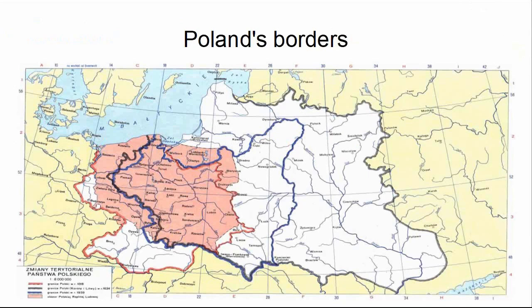The gray line shows the maximum range of Poland, or the Polish-Lithuanian kingdom at the time, around 17th century. In addition to this, from the end of the 18th century until 1918, Poland did not exist at all, and its area was divided between Russia, Prussia, and Austria.